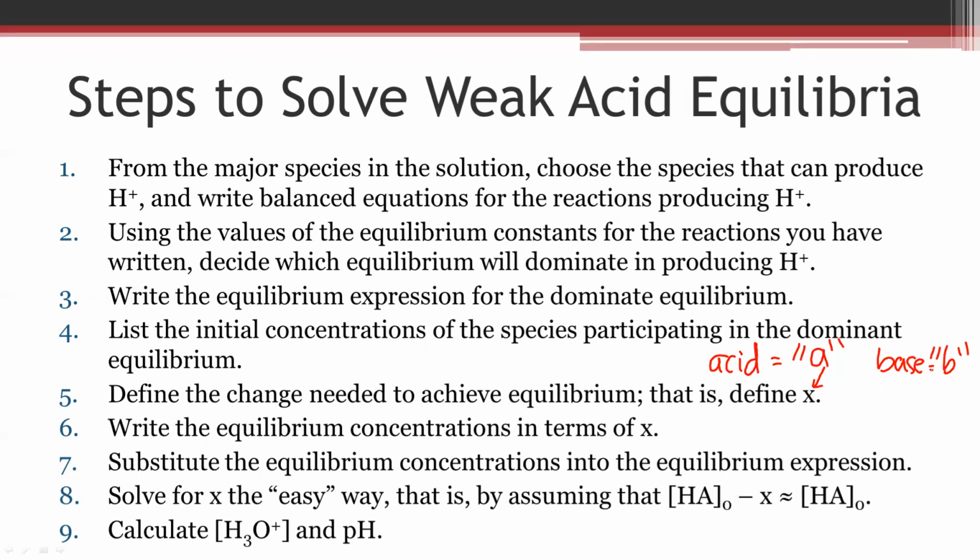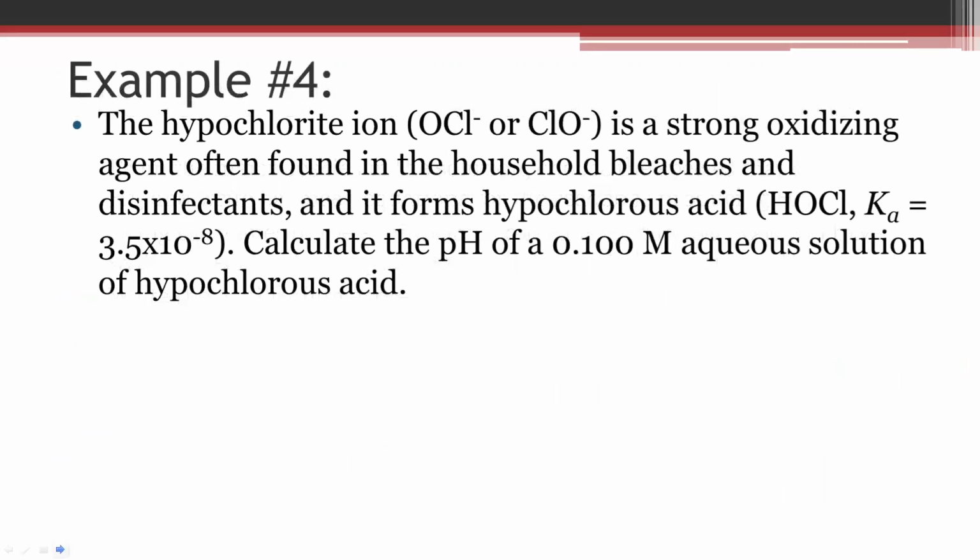And then once you know the equilibrium expressions, we'll be able to calculate the hydronium concentration, and that would lead us to pH, like we did in 8.1 and 8.2. Okay, so here we go. A hypochlorite ion is a strong oxidizing agent often found in household bleaches and disinfectants. And it forms hypochlorous acid, which is HOCl, and there is a Ka value associated with that. So calculate the pH of a 0.1 molar aqueous solution of hypochlorous acid.